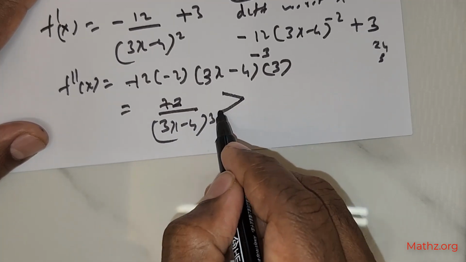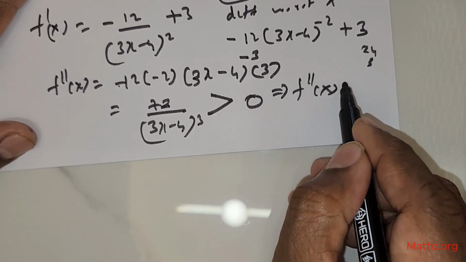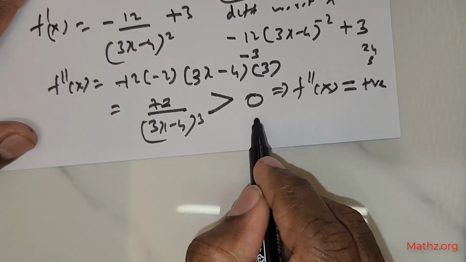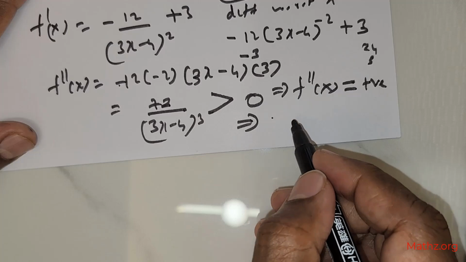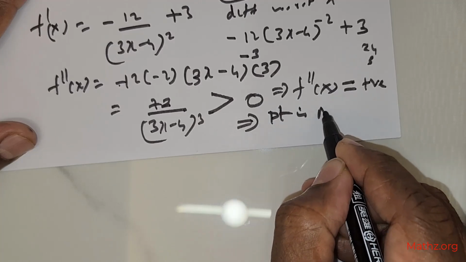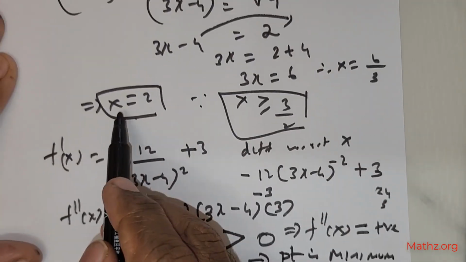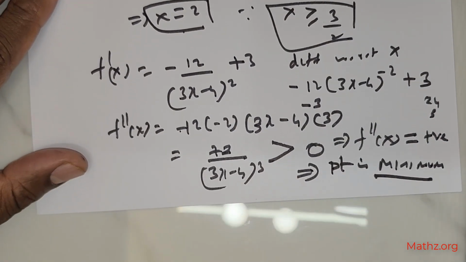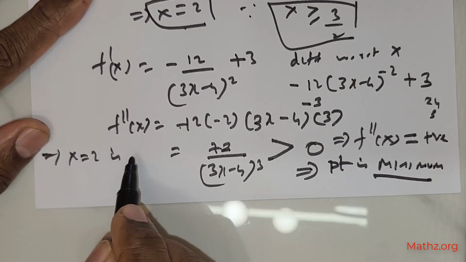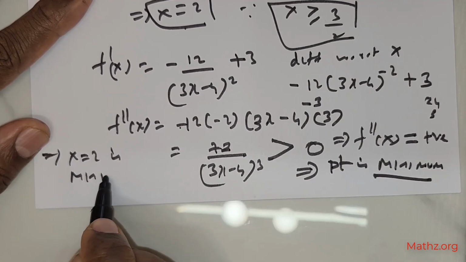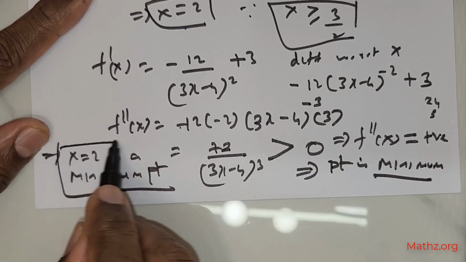What is this? This is clearly greater than 0. So what do you mean by this? This means f double dash of x is positive. So what does this mean? This means the function is minimum. The point is a minimum point. Which point are we talking about? We are talking about the stationary point, x is equal to 2. So you can state that. So this means x is equal to 2 is a minimum point. You can box this.